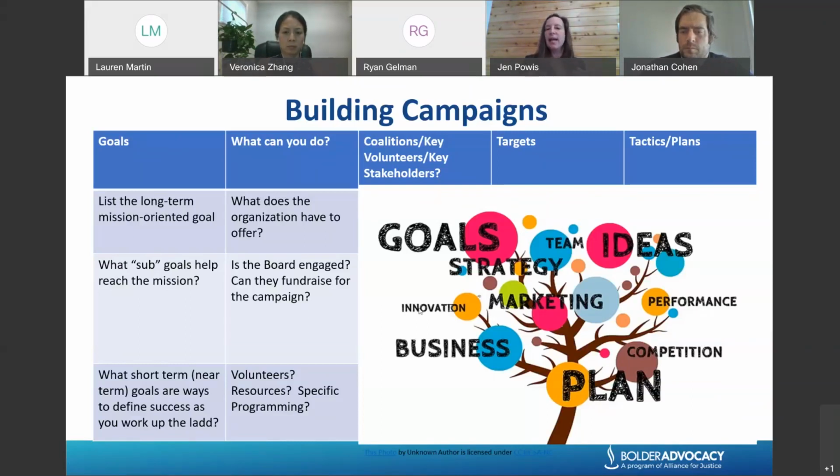Is our board engaged, or is our board a fundraising board where they're active, but not that active with us when we're doing campaign activities? What other types of resources do we have available to us?